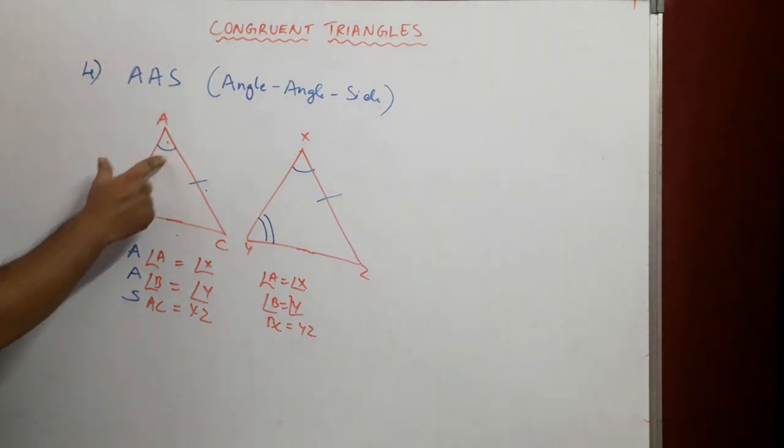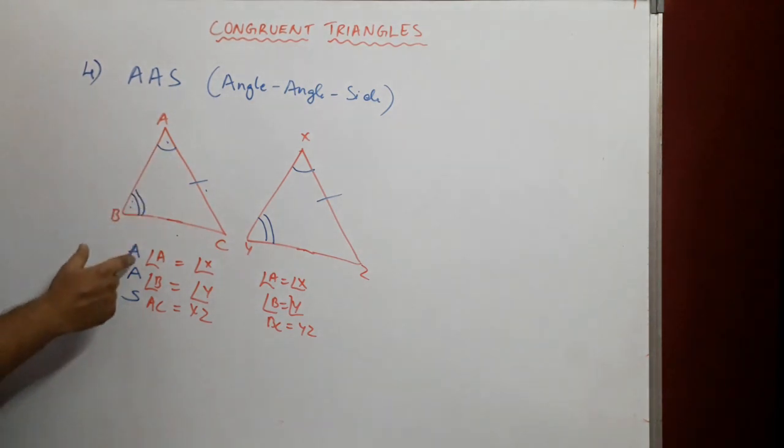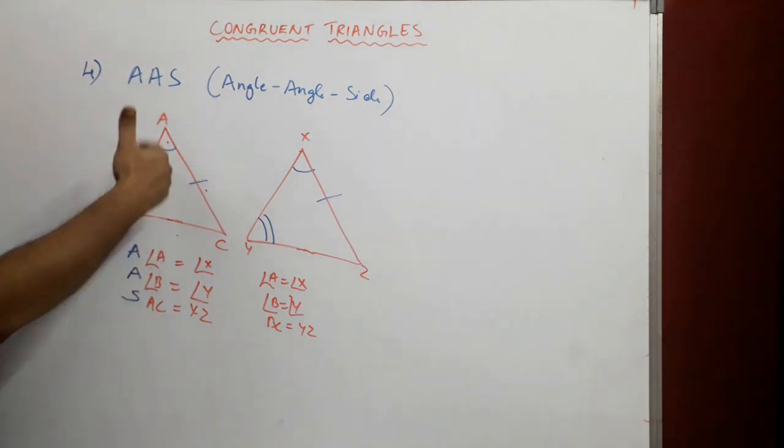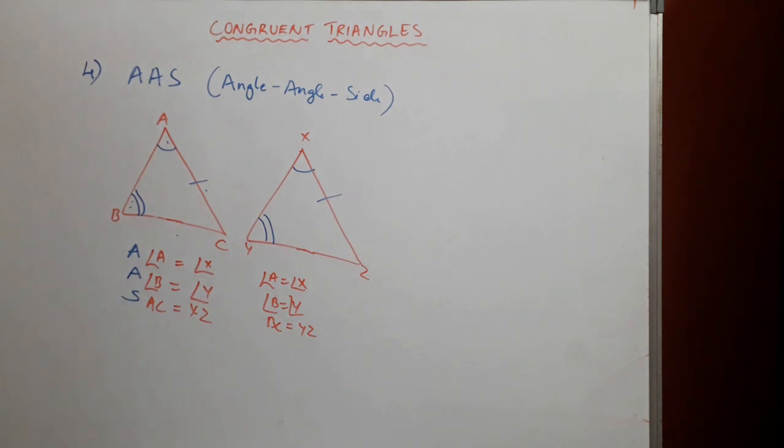Now this should be the neighboring angles, and the side should be on any one of the sides of these two neighboring angles. The point to remember here is that we need to have two triangles where we know two angles and the non-included side are equal. If two angles and the non-included side of one triangle are equal to the corresponding angles and side of another triangle, the triangles are said to be congruent.